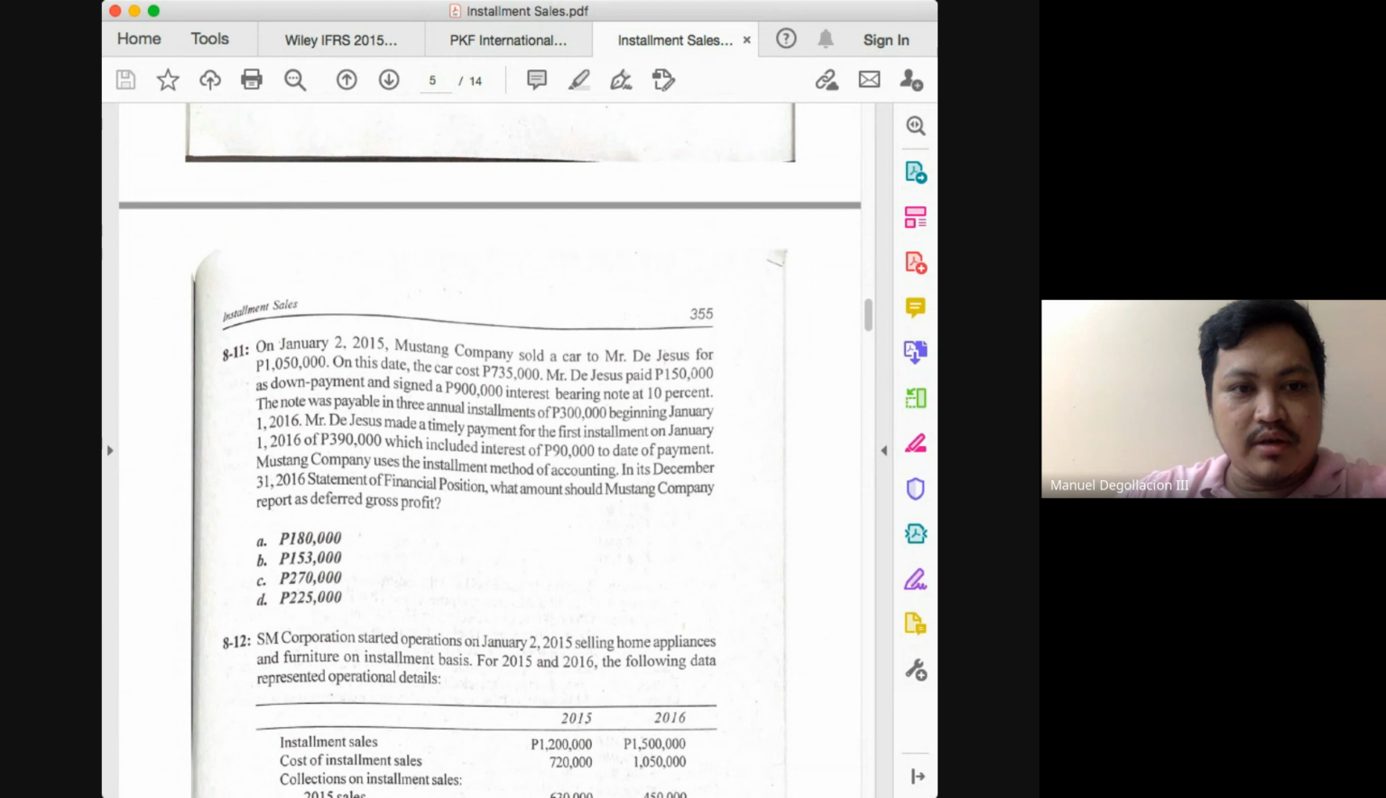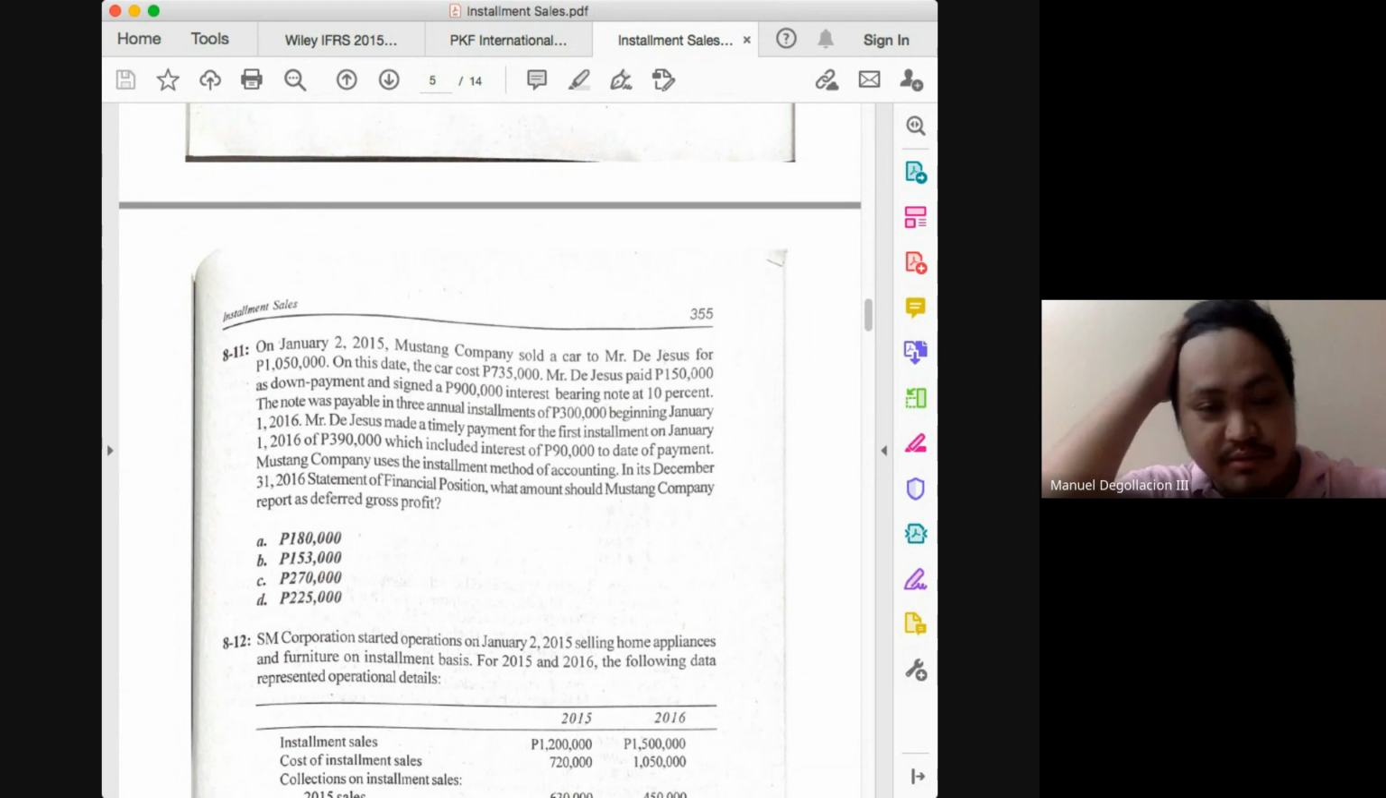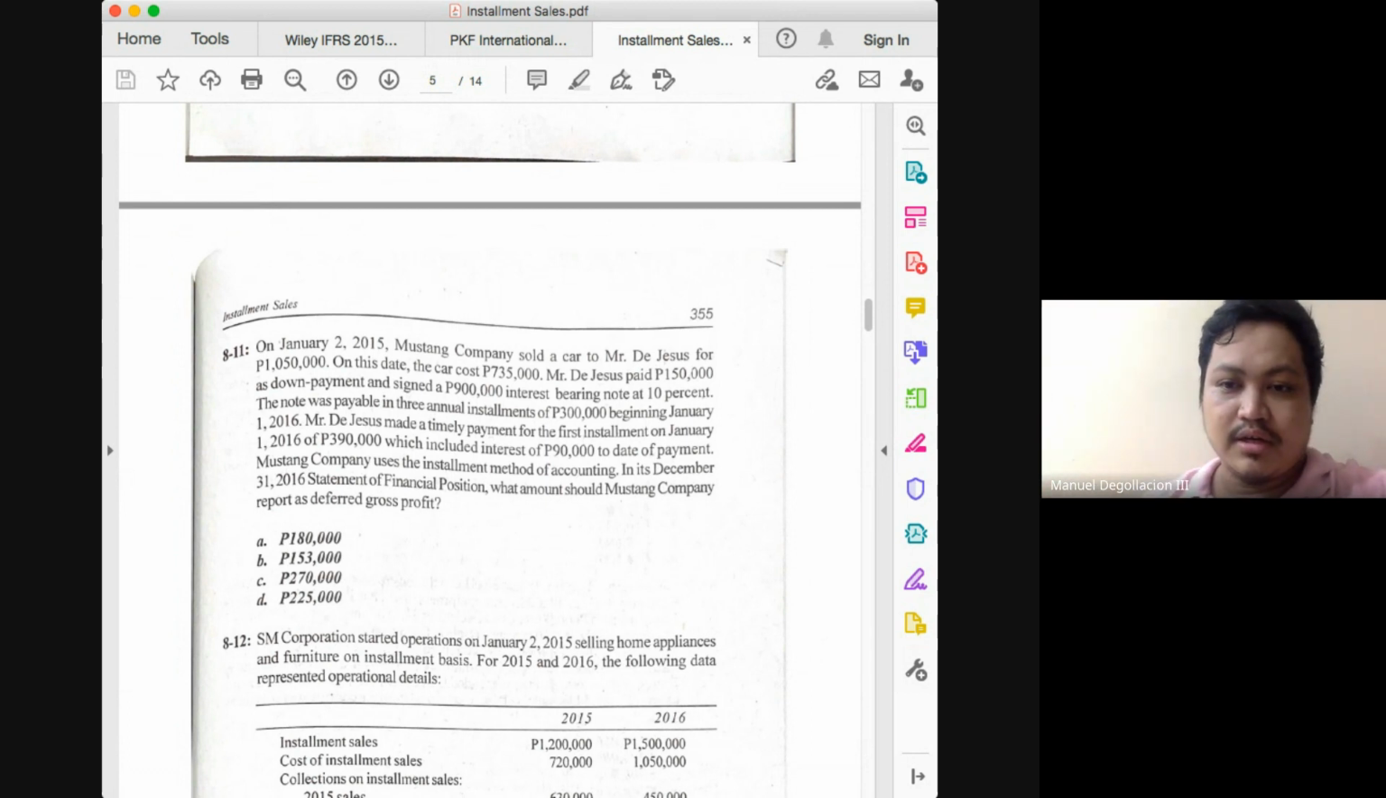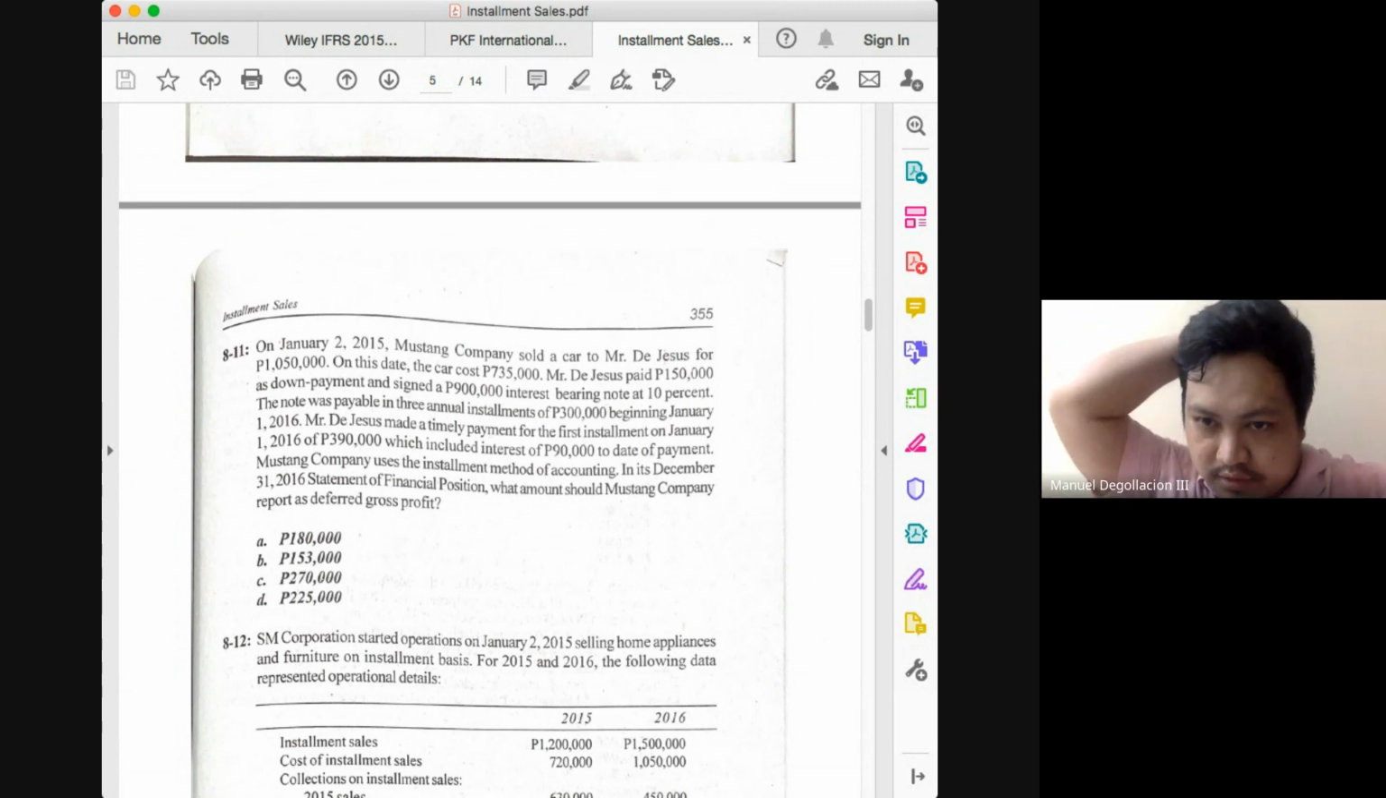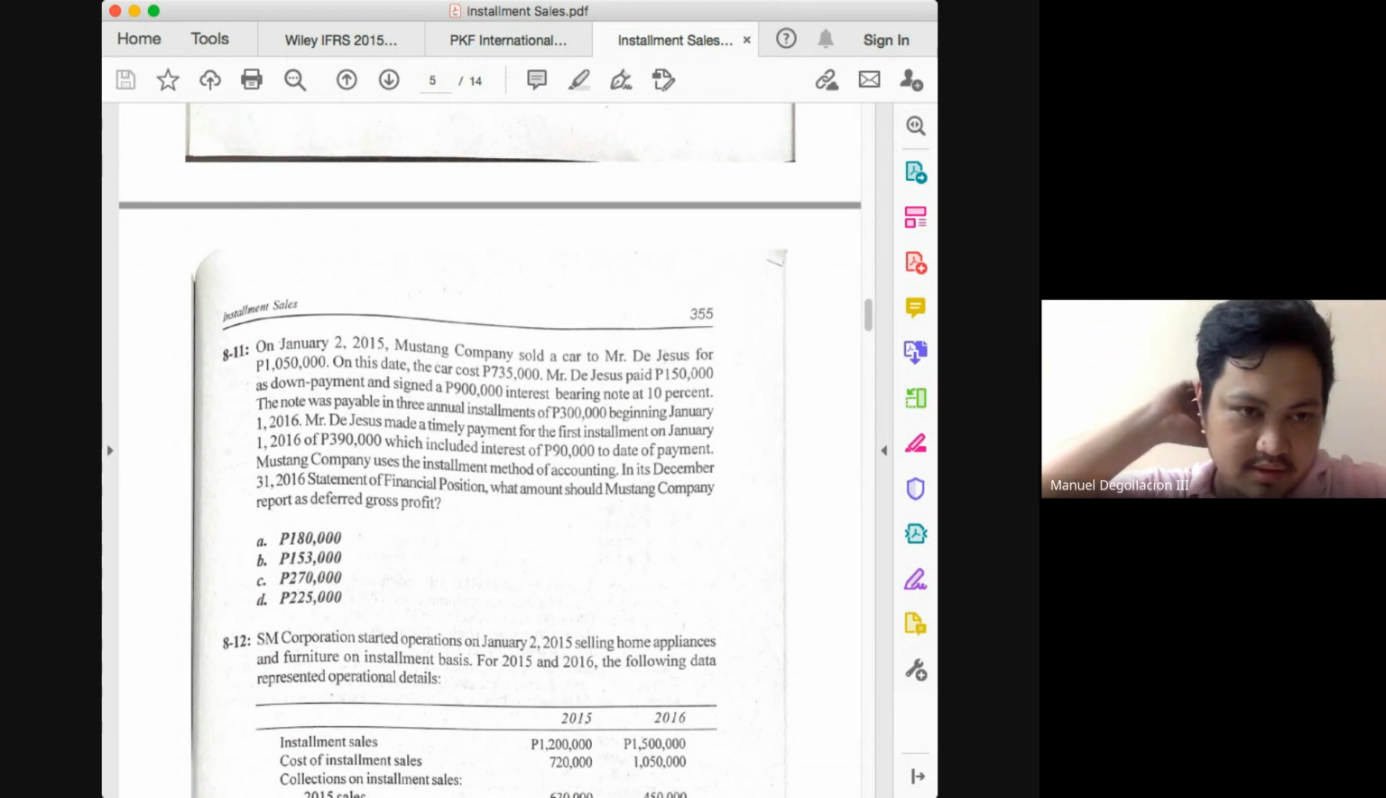Using the installment method, what amount should Mustang Company report as DGP? So it's just DGP, the markup on your ending installment receivable. Let's get our installment receivable. The installment sale was 1,050,000, then deduct the down payment of 150, and then deduct the collection of 300. Even though the payment made by the customer was 390, the amount that will be charged to our installment receivable will only be 300. So there will be a balance of 600,000.